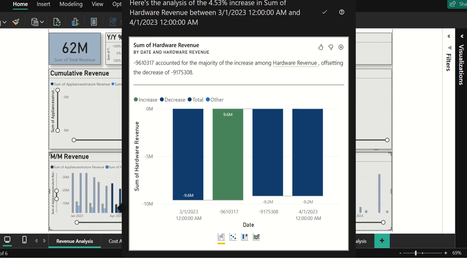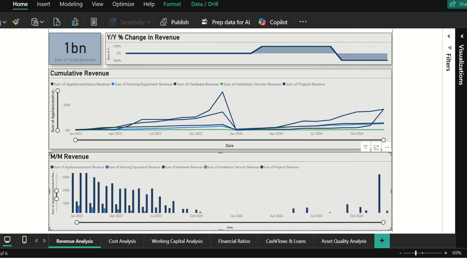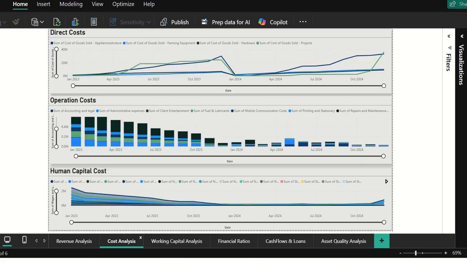9.6 accounted for the majority increase in hardware revenue, offsetting the decrease of 917. So you can see March to April, there has been an increase in hardware. So that is what was offset. You can either go one by one, analyzing each of the divisions: appliances, farming equipment, hardware, installation, and project revenue. Let's move on to the cost analysis.